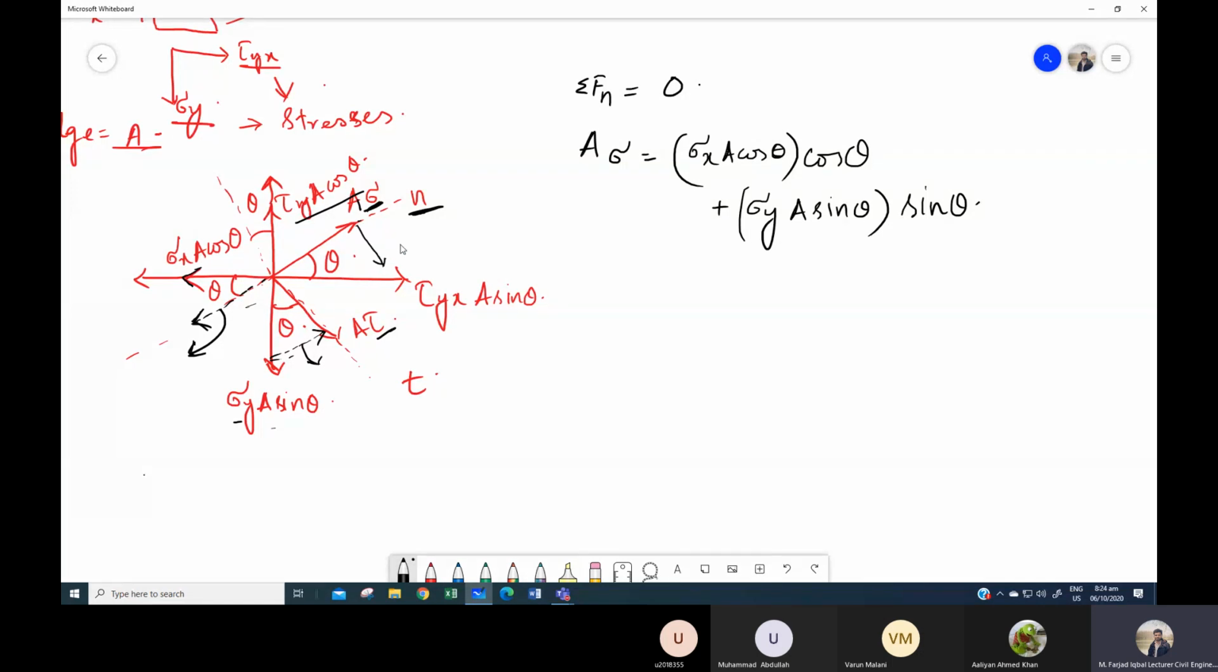This would be the sine component, and it will become sine squared. No, we need to find out the n component for this force. This one.